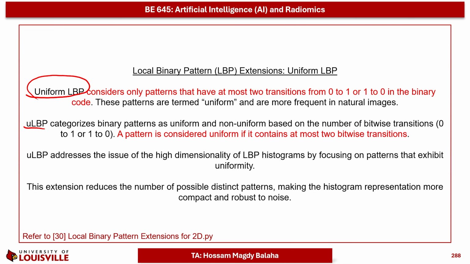So here we are finding a pattern, and a pattern is considered uniform if it contains at most 2 bitwise transitions. So you may get no transitions, 1 transition, or 2 transitions at most. The uniform local binary pattern addresses the issue of high dimensionality of local binary pattern histograms by focusing only on patterns that accept uniformity. And this makes the histogram representation more compact and robust to noise.